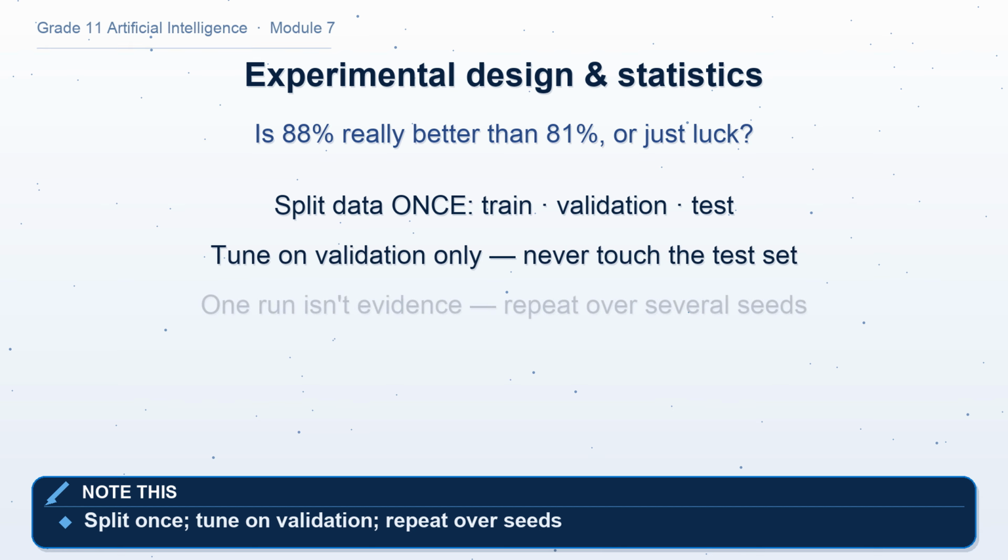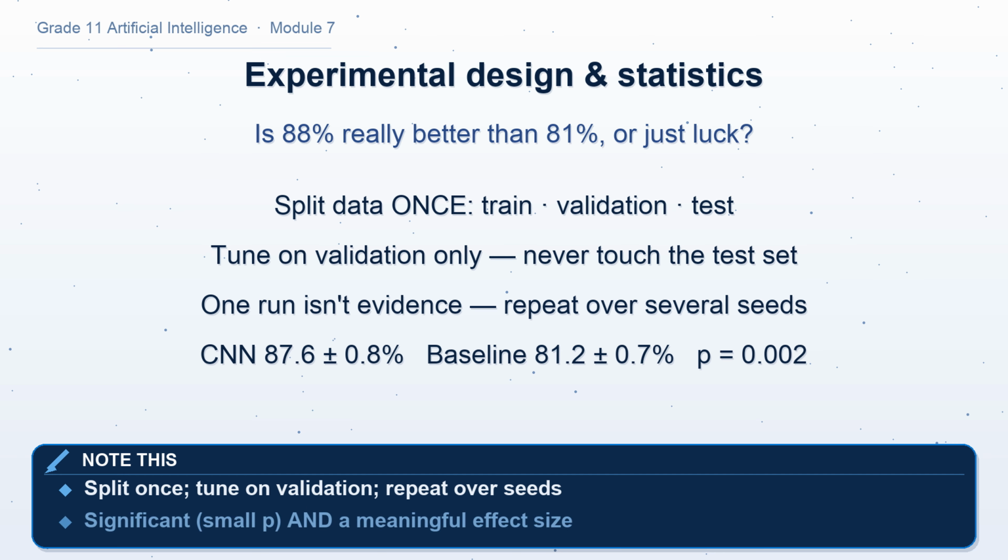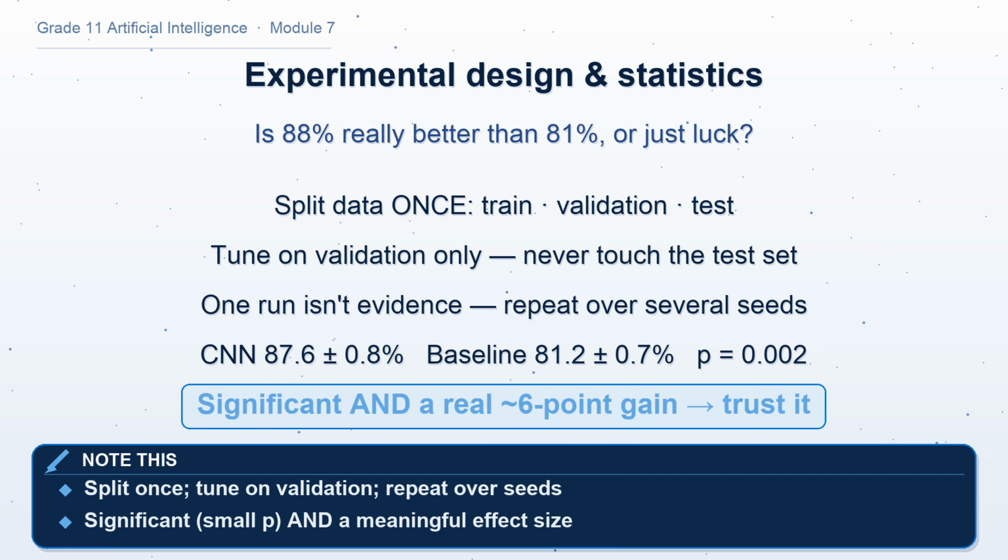Suppose the network averages around 88% and the baseline around 81, each with a small spread. A significance test gives a p-value of 0.002, meaning a gap this large would rarely happen by chance. And the gain, about 6 points, is large enough to matter in practice, significant and meaningful. Good research needs both. When the result is solid, we write it up.